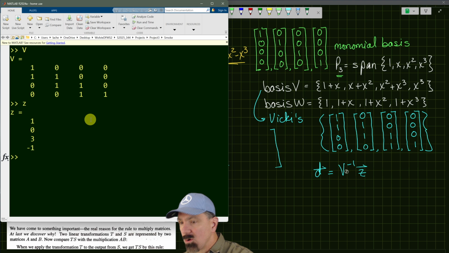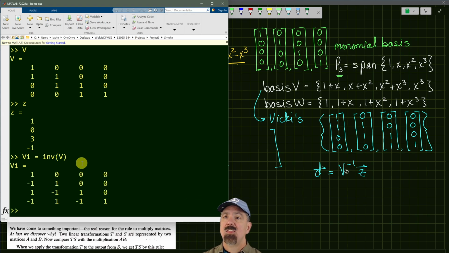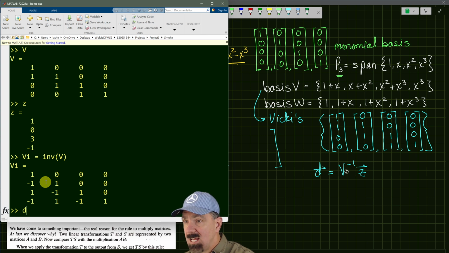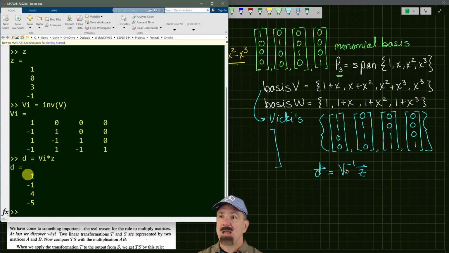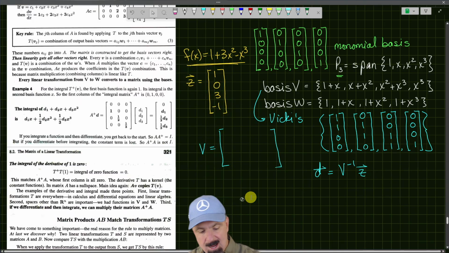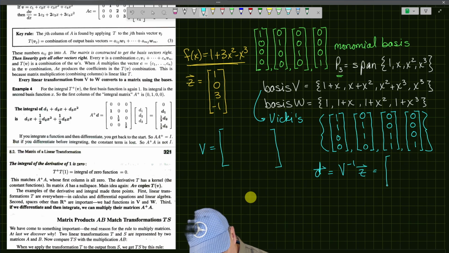And all we're going to do is define the inverse of Vicky's basis, and this is the matrix that gives us the transition from the standard basis representation to Vicky's basis representation. And then we'll just say lowercase d is equal to VI times Z. And this is the representation right here: 1, -1, 4, -5. We talked about this before. We didn't necessarily go into this much detail, but it's important for us to understand what's happening. So let's write this down. 1, -1, 4, -5. This is equal to 1, -1, 4, -5.